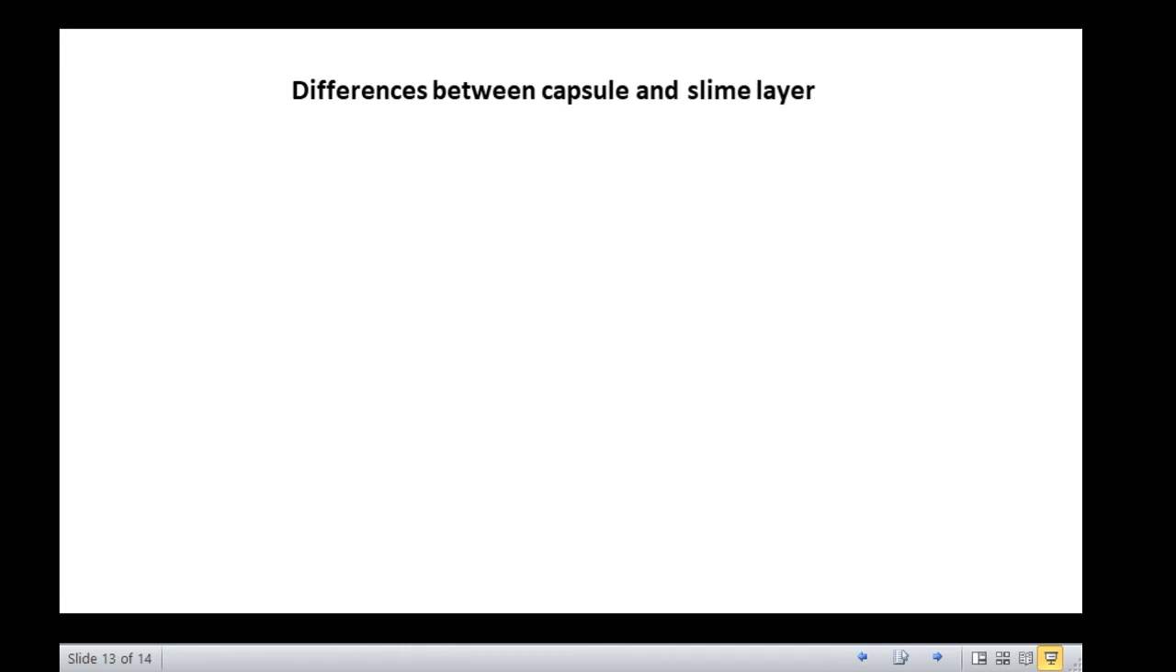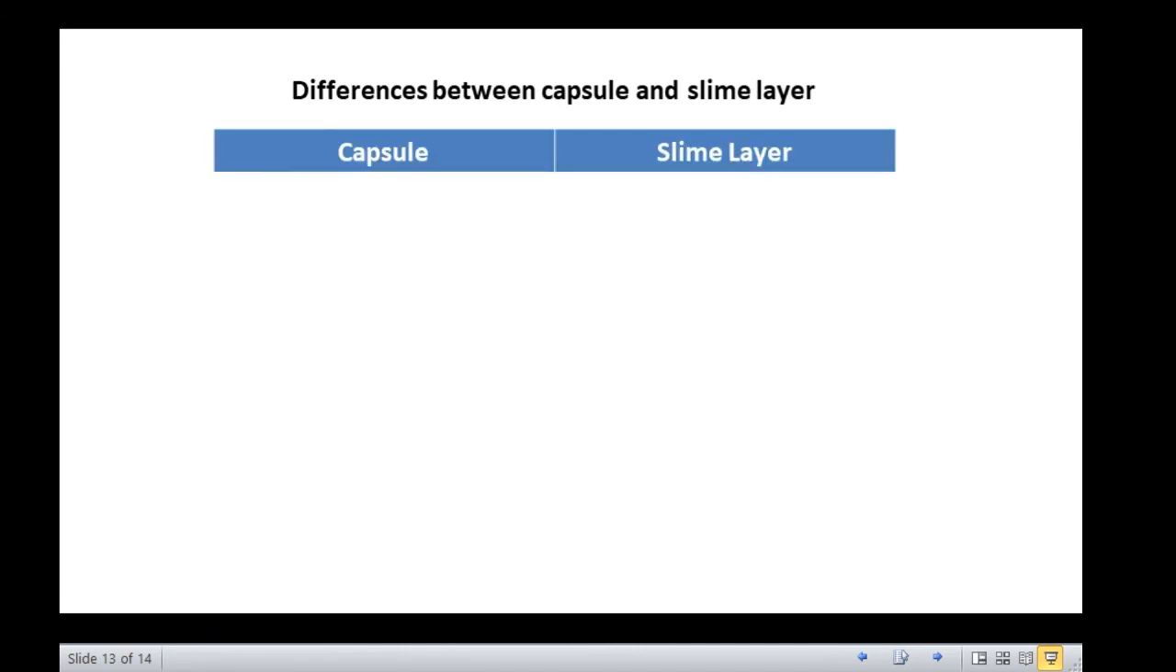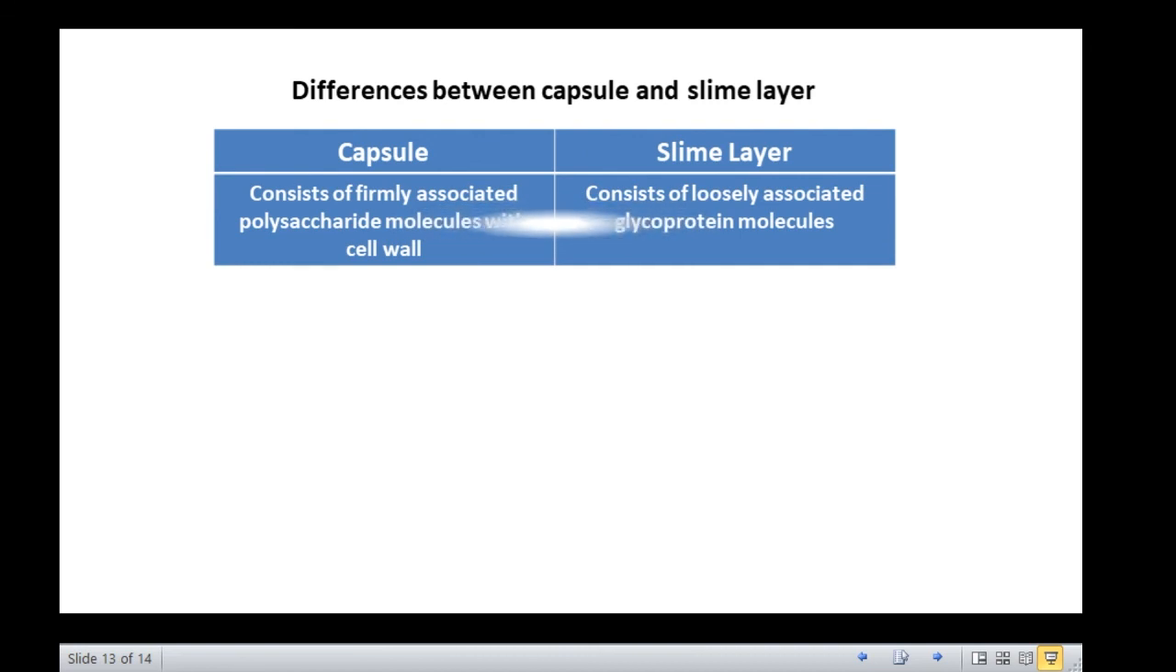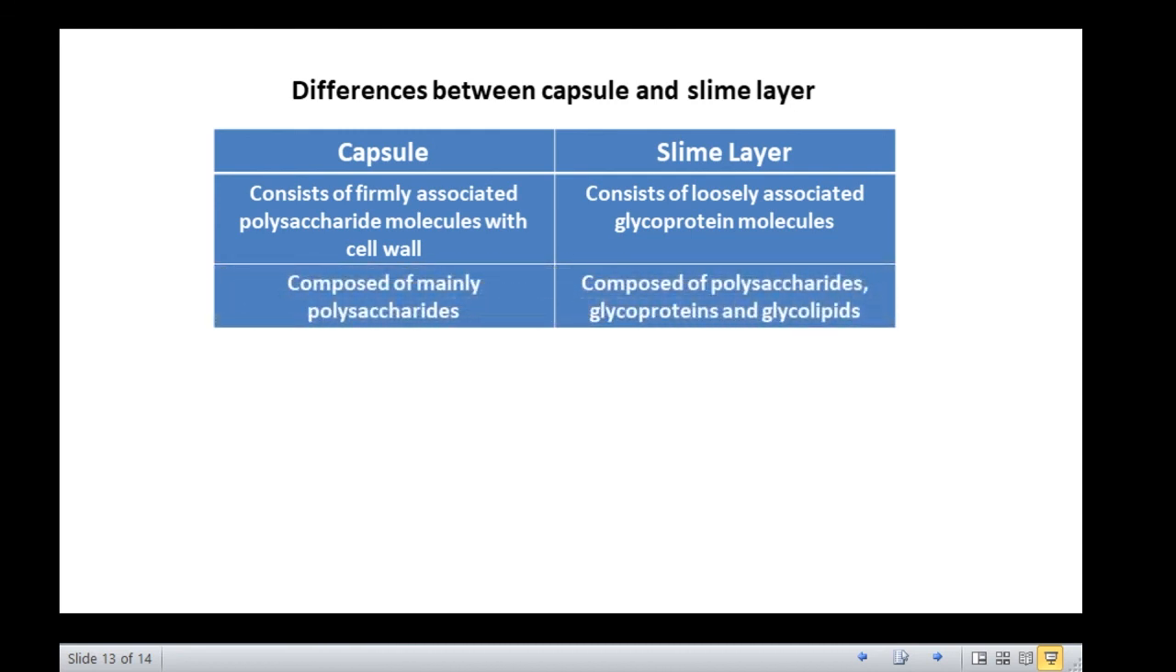Let us now discuss the differences between capsule and the slime layer. The capsule consists of firmly associated polysaccharide molecules with cell wall, whereas slime layer consists of loosely associated glycoprotein molecules. The capsule is composed mainly of polysaccharides, but the slime layer is composed of polysaccharides, glycoproteins, and glycolipids.